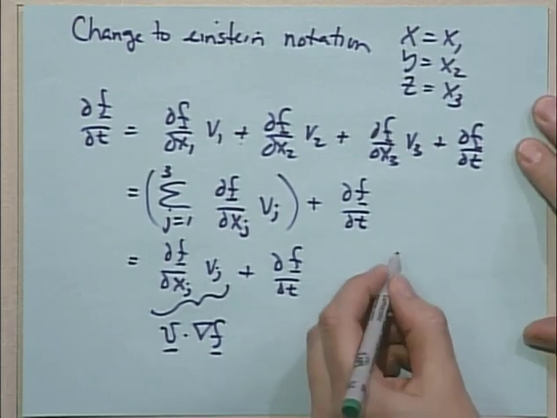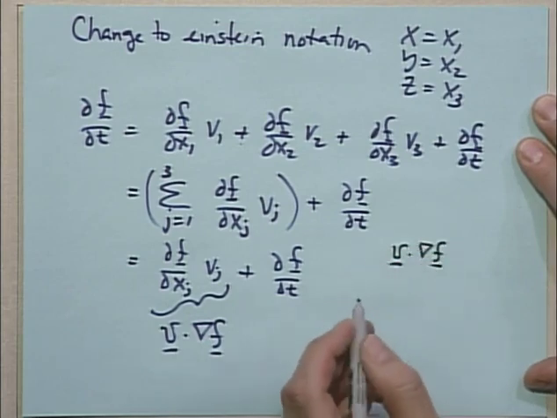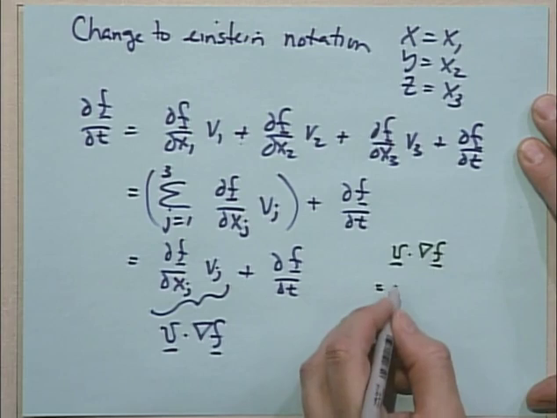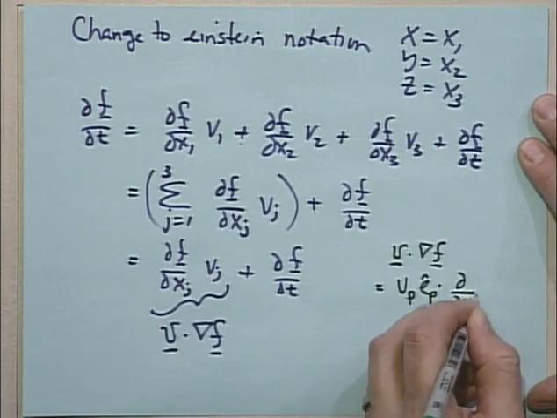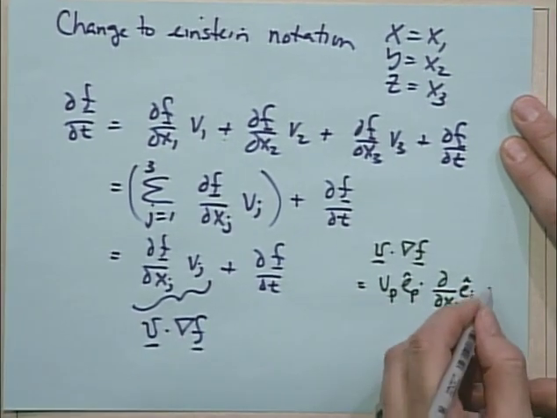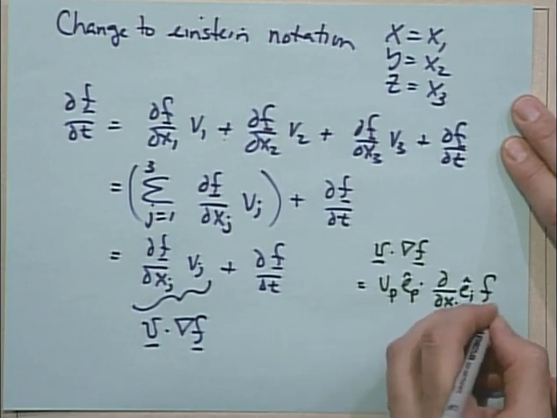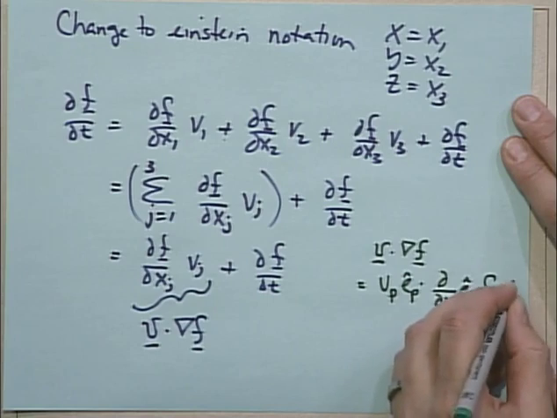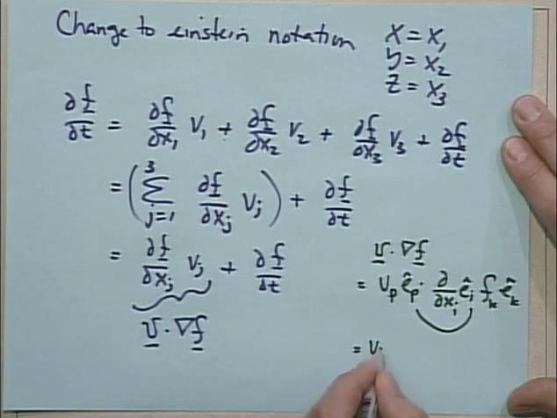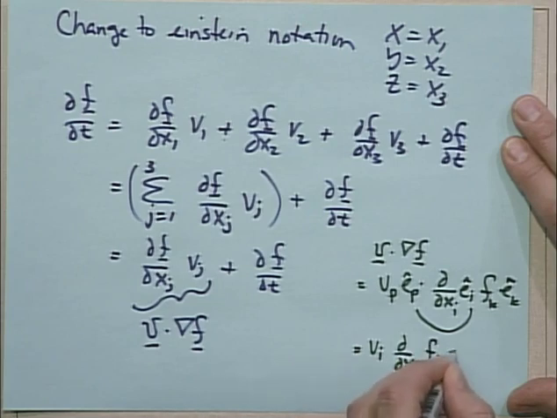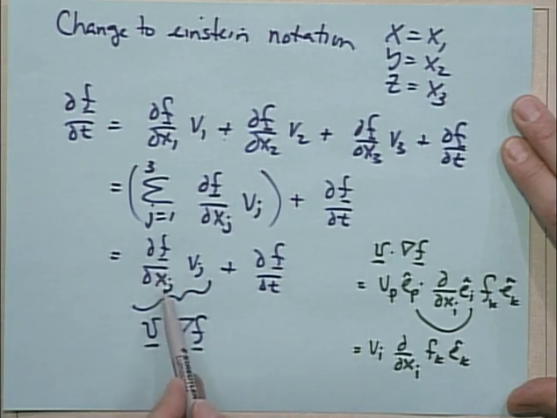Over here on the side, v dot del f would be vp ep dot d/dxi ei f_k ek. p becomes i, vi d/dxi f_k ek. That is vj df/dxj. These two match, it's the same thing.